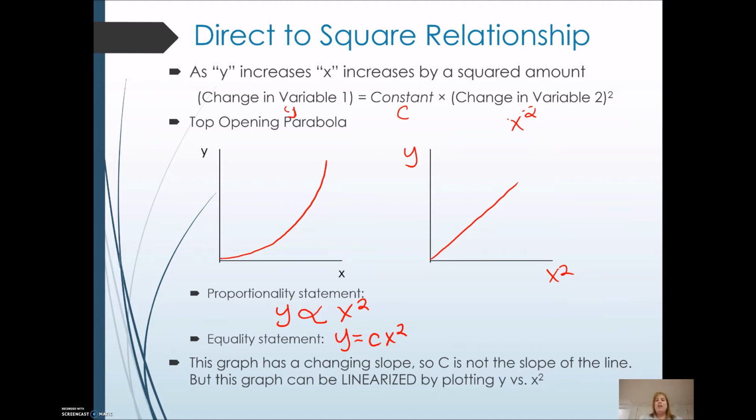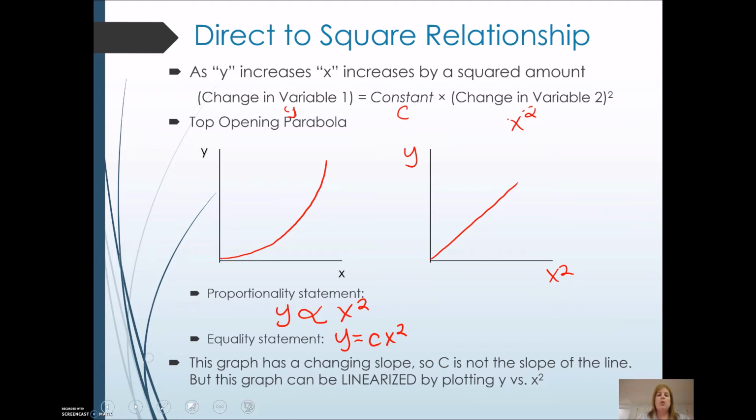So when you see a top opening parabola and I ask you information like, oh, what's the acceleration? To do that, you have to square your x values, which could be time usually if you're dealing with acceleration. And if you do that, you're going to get this magically straight line.